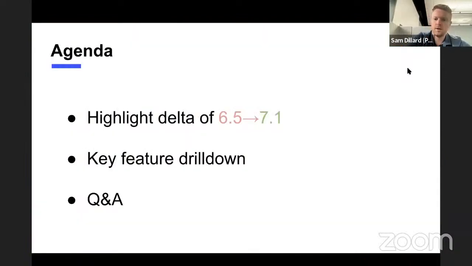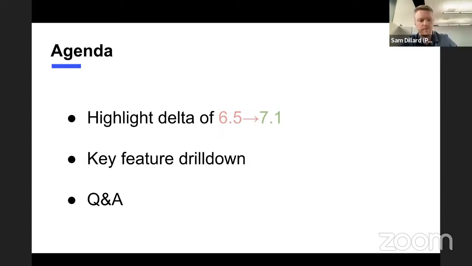So the agenda for the webinar today is pretty simple. I wanted to cover the key differences between versions 6.5 and 7.1. The reason is 6.5 was the long-term stable release prior to 7.1. In between, we had 6.6, 7.0, and 7.1. Because most of our customers and even some community users only use the long-term stable releases, it's more important to skip over the non-stable releases and talk about that delta.